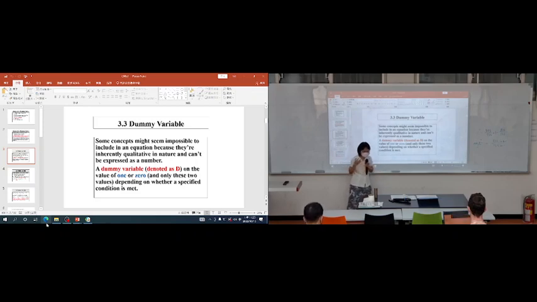So we want to see whether these teachers are with or without a graduate degree. If the teacher has a graduate degree, I assign it as 1. So for those teachers with a graduate degree, the variable D has the value 1. Okay, it is something like this.